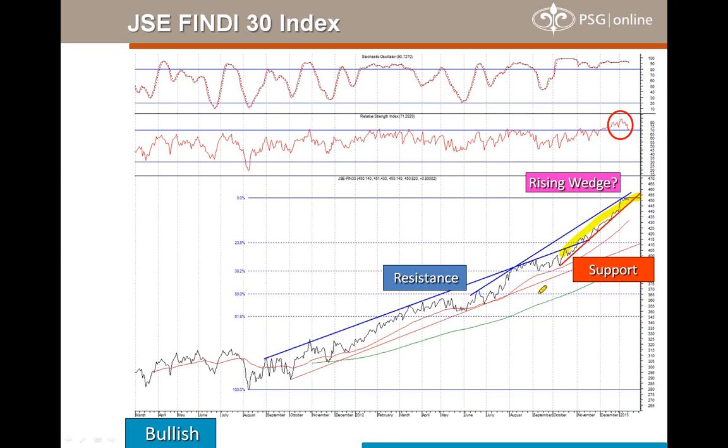Hence the possible rising wedge. We'll be talking more about chart patterns a bit later. So we've moved out of this nice little channel. We've gone in a bit higher. Obviously, the higher the angle, what goes up like a rocket comes down like a stick. So it's important to watch the support level, the support trend line, very closely for a change in trend.